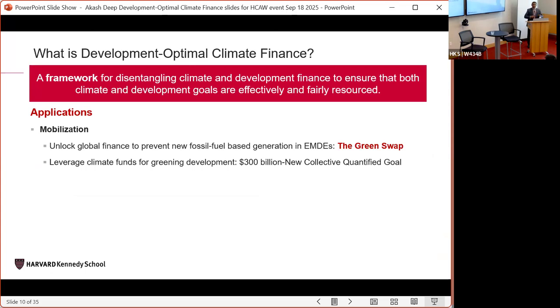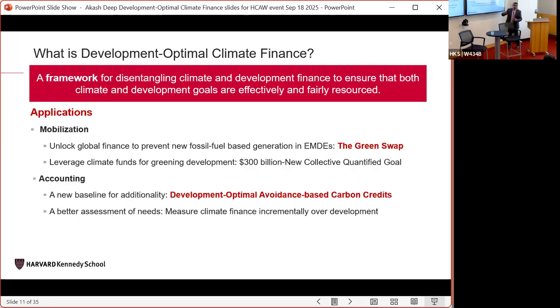We started with more simple problems, well, not easy problems, but simple problems. One of them was, how do we mobilize more capital for the energy transition, for the green transition in emerging markets? And I will talk a little bit about a concept that we came up with called the green swap. Related to that is also a new idea about carbon credits that we are calling development optimal carbon credits. And this is work where we have made some significant progress, and in about 4 to 6 weeks, we'll have another event to talk about those findings and the calibration of those models.